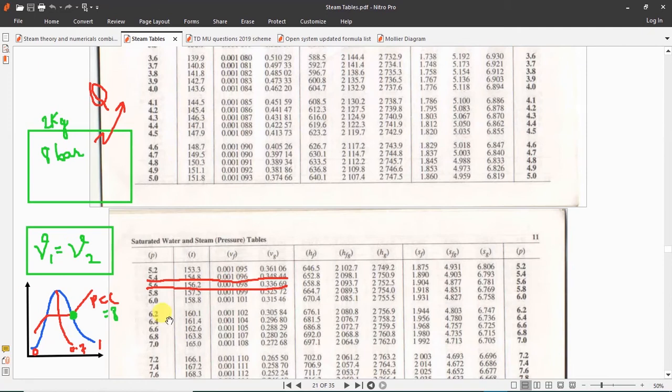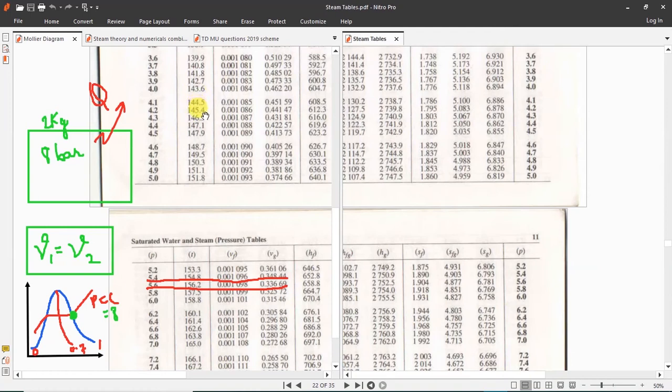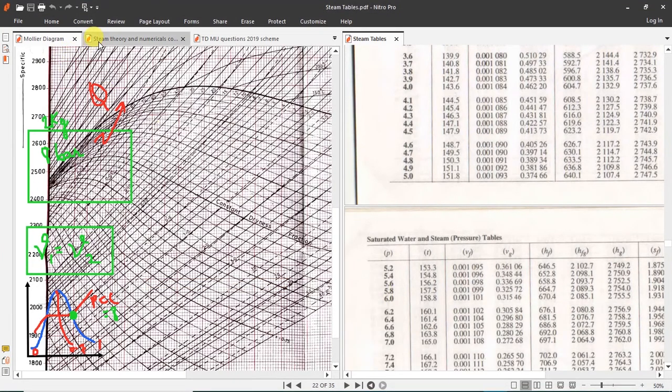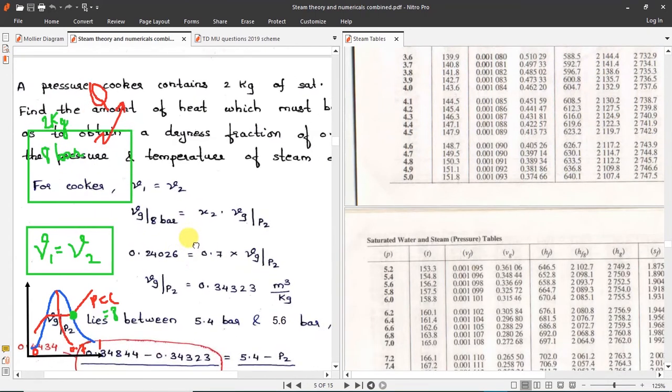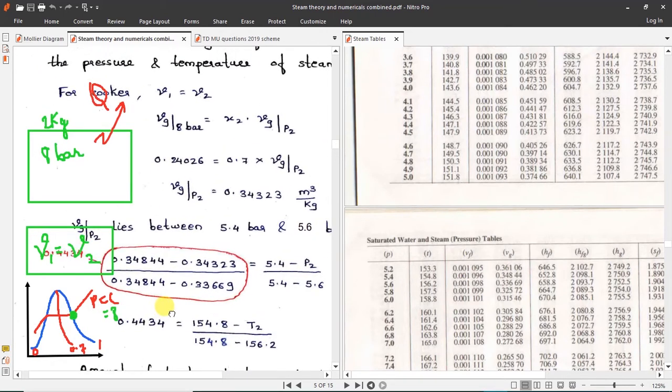Now to do interpolation, what we will do? We know the value of this 5.4 is known. In between, the pressure is not known. So we have to calculate what is the pressure. So what we will do? 5.4 is known. So I'll keep this steam table on one side. Okay, now see how I have done interpolation over here.